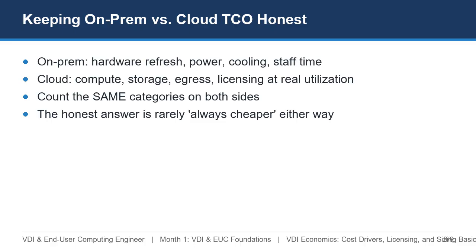When someone asks whether it's cheaper to run VDI themselves or in the cloud, the honest answer requires counting the same categories on both sides. On-premises costs include hardware refresh cycles, power, cooling, data center space, and staff time to operate and patch, not just the sticker price of servers. Cloud costs include compute, storage, egress, and licensing at realistic utilization, not best-case list pricing. The honest framing is rarely that one side is always cheaper. It depends on utilization patterns, sunk investment, and how much operational risk the organization wants to own directly.